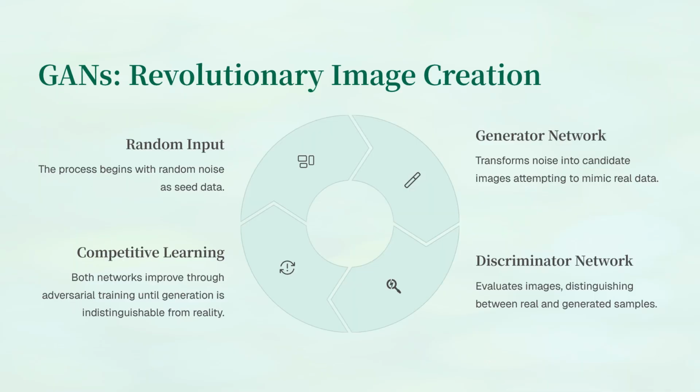GANs, revolutionary image creation. Random input. The process begins with random noise as seed data. Generator network. Transforms noise into candidate images attempting to mimic real data. Discriminator network. Evaluates images, distinguishing between real and generated samples. Competitive learning. Both networks improve through adversarial training until generation is indistinguishable from reality.